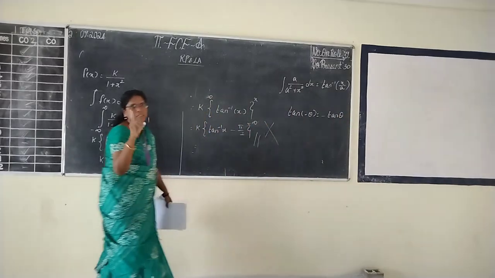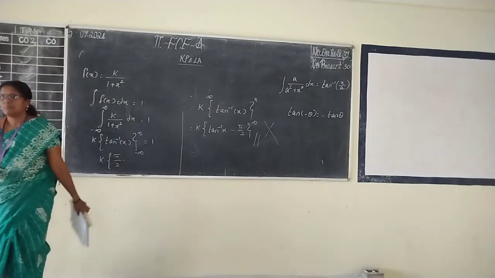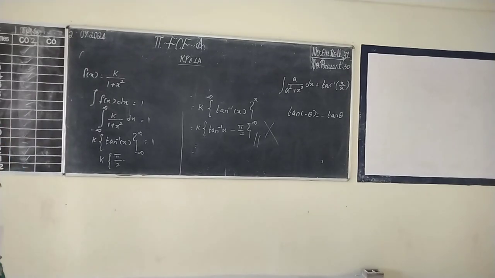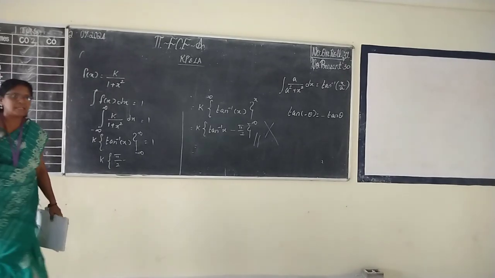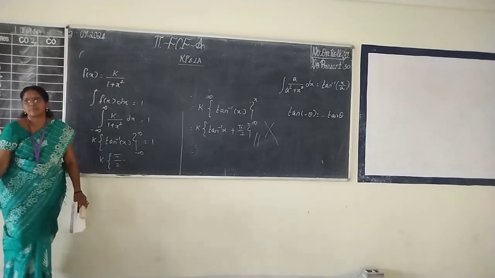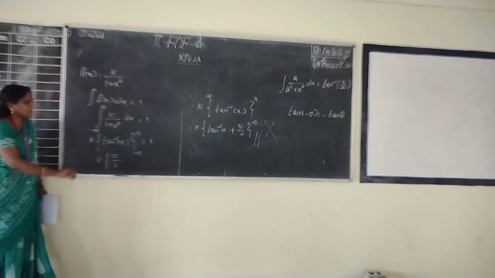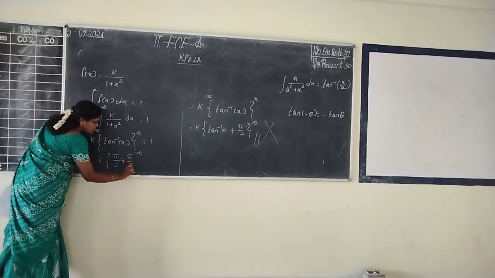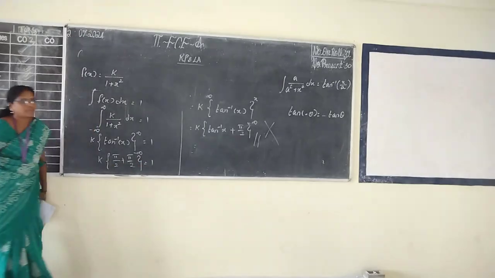Only cos gives plus. Sin and tan give minus. Another cancel. Okay, tan of minus theta is minus tan theta. So what will come here? Our answer is plus pi. Okay, so here the answer will be plus pi by 2. That is equal to 1.